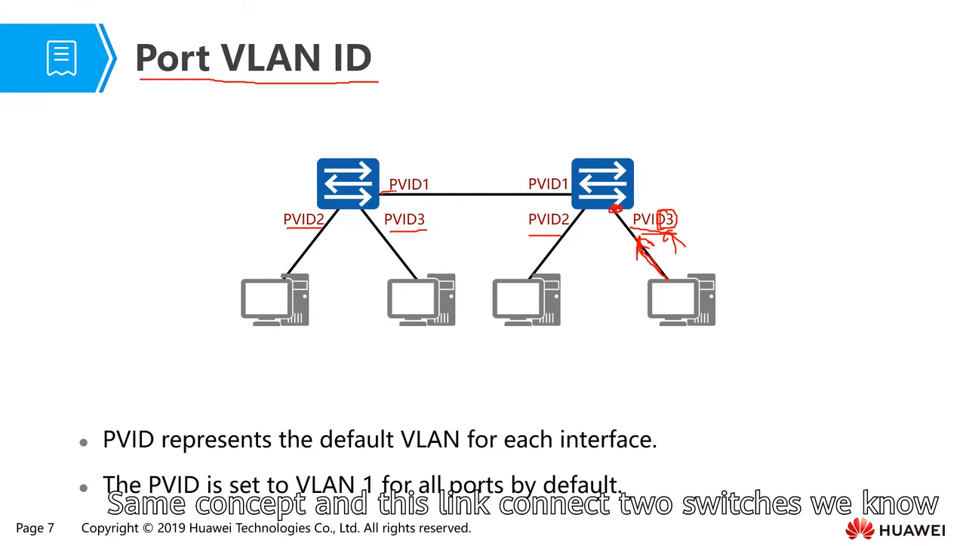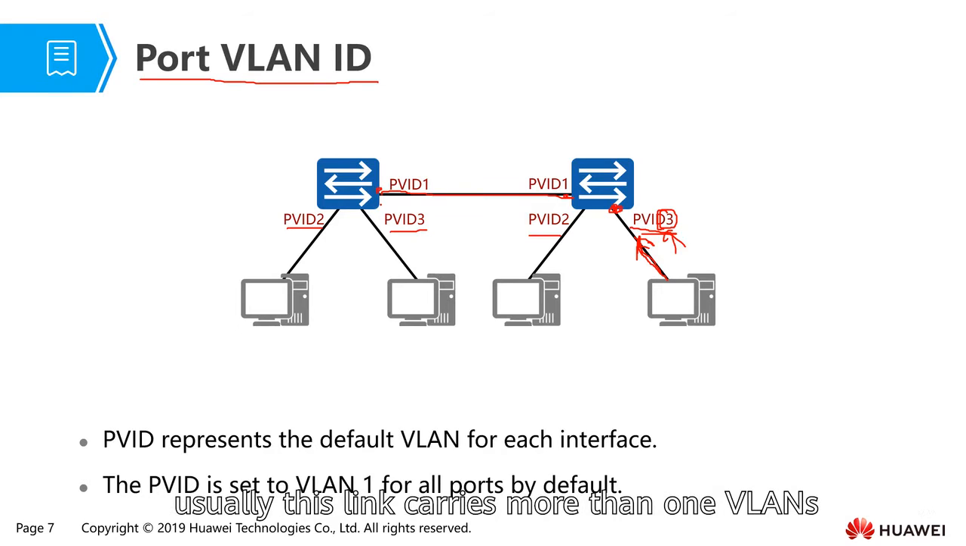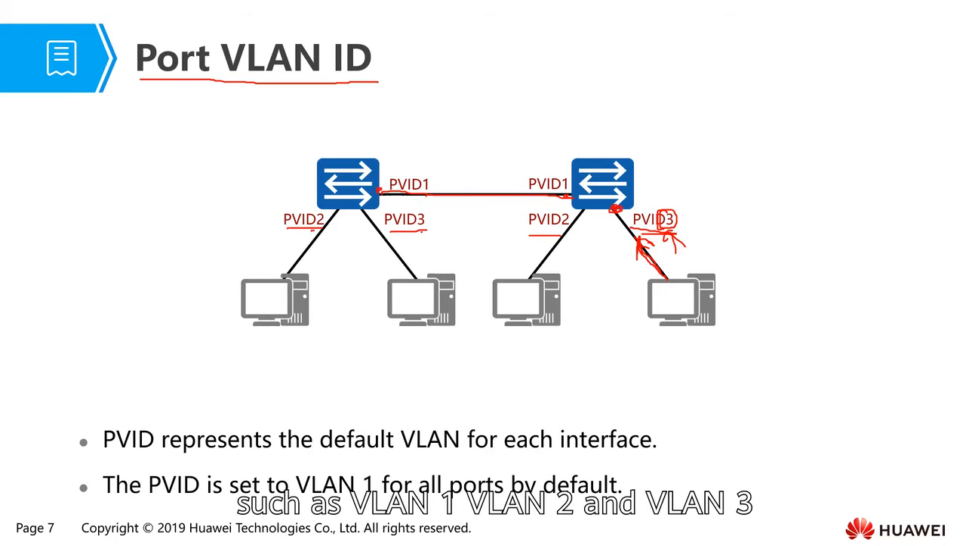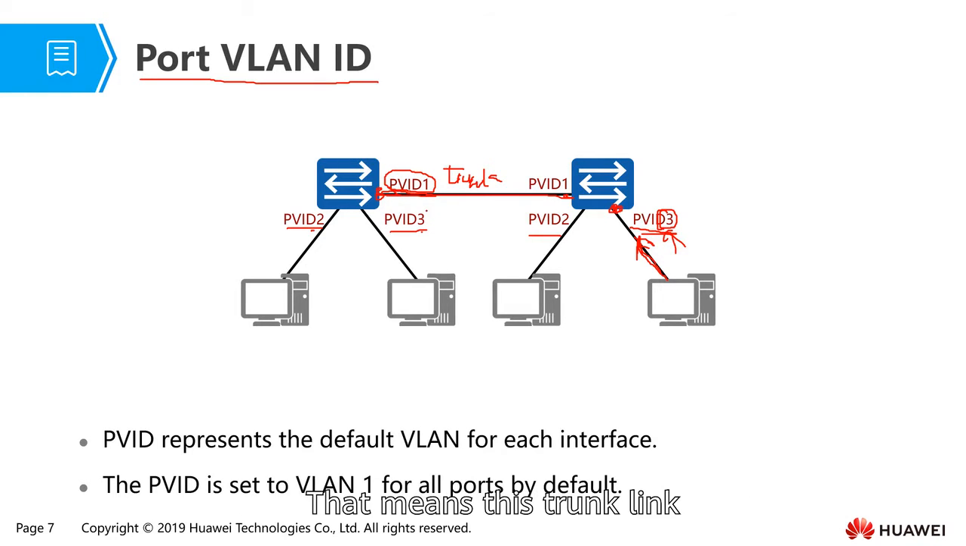And this link connects to switches. We know usually this link carries more than one VLAN, such as VLAN 1, VLAN 2, and VLAN 3, which are all carried on this physical link. So this is a trunk link. But the trunk link also has the PVID, port VLAN ID. That means this trunk link can carry frames without a tag and with a tag.